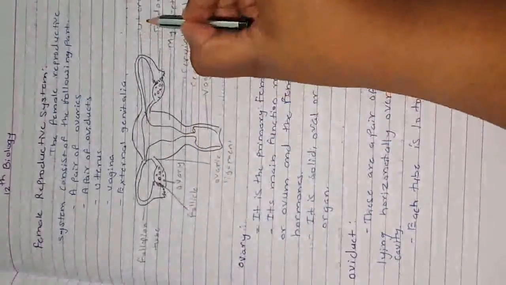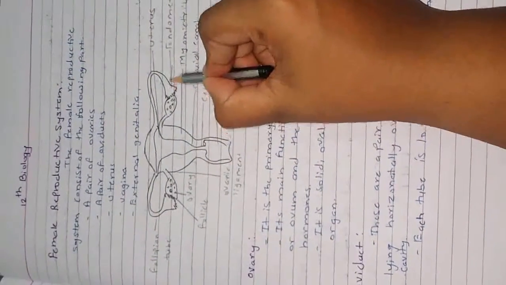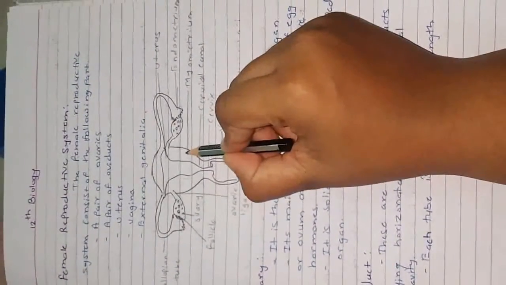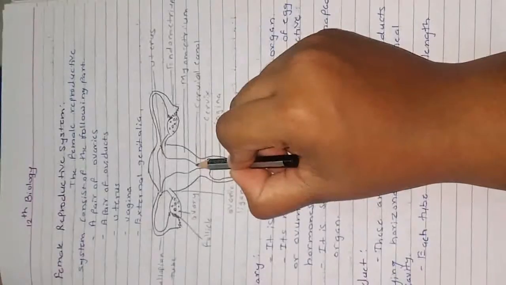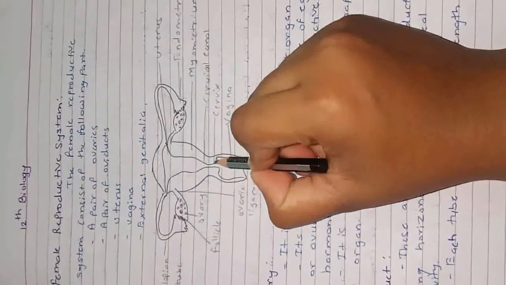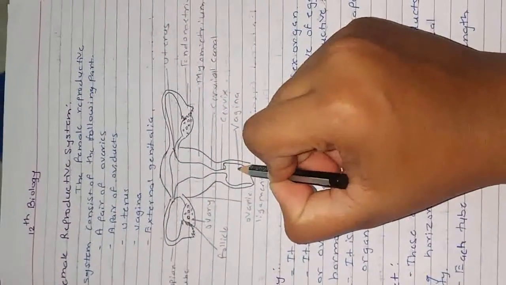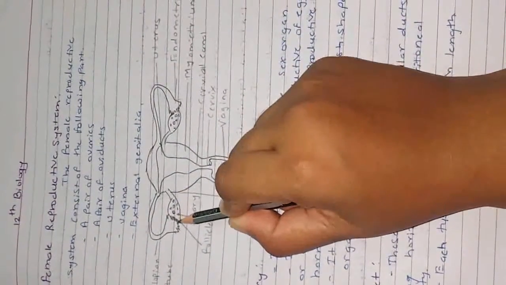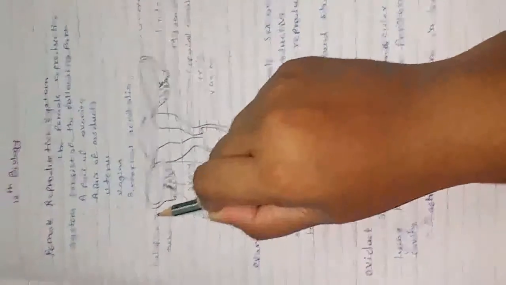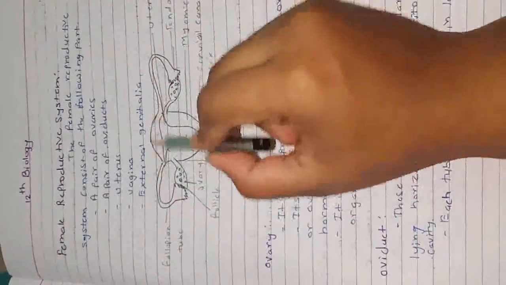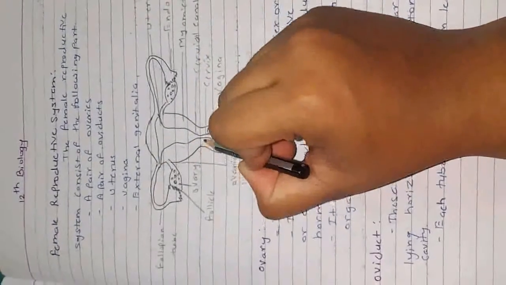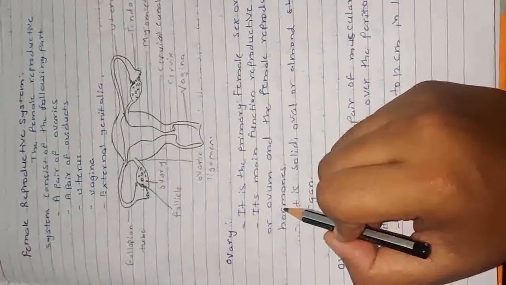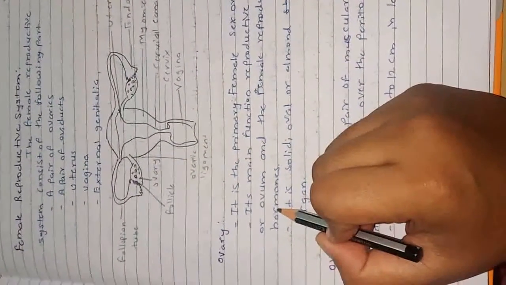This is the uterus. This one is the endometrium. This one is the myometrium. This one is the cervical canal. This is the cervix. This is the vagina. This is the ovary ligament. This is the ovary. These are follicles, and these are the fallopian tubes. We have seen these in 10th standard and 11th standard also. Now we will see the parts of the female reproductive system.